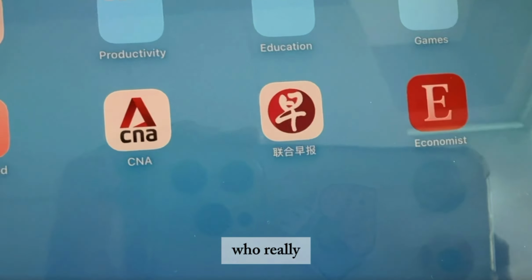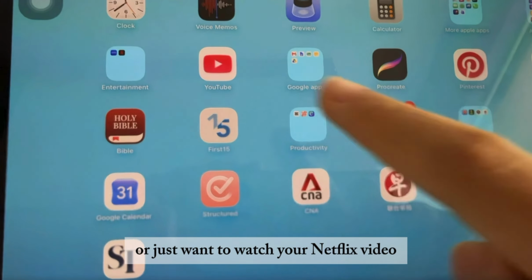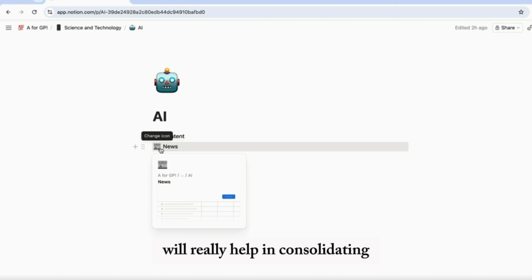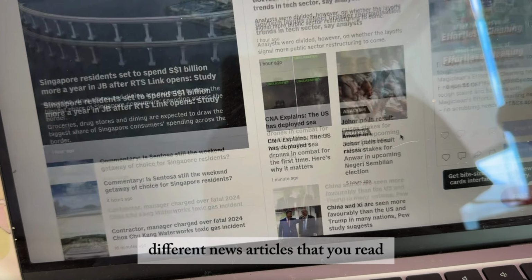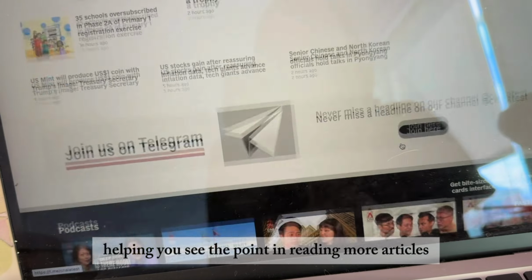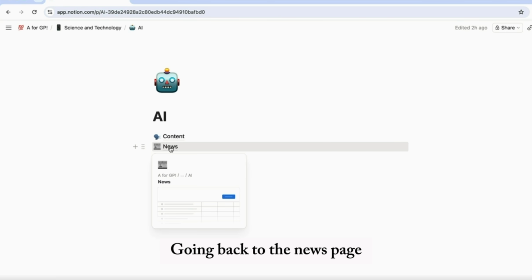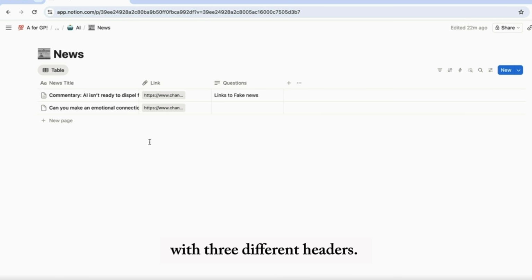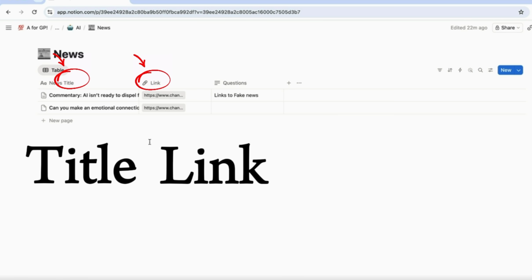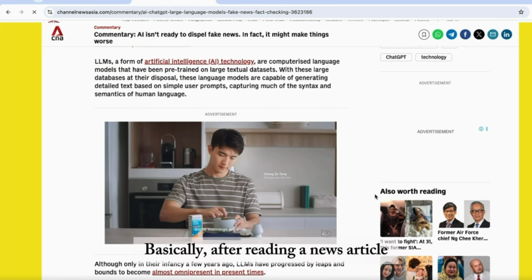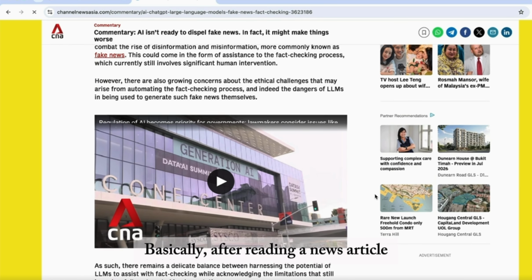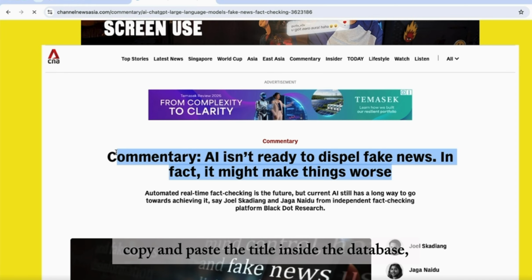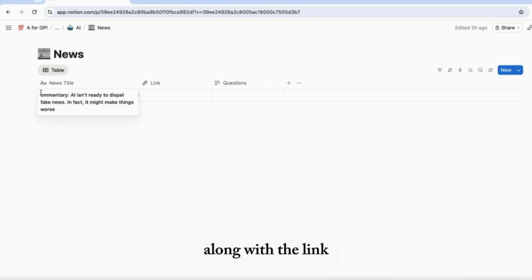Now, if you're someone like me who really hates reading the news or just wants to watch your Netflix video, trust me, using this news page will really help in consolidating different news articles that you read, helping you see the point in reading more articles. Going back to the news page, once you click inside, you're going to see a database with three different headers: title, upload your link, and also questions. Basically, after reading a news article or watching a Netflix documentary that you like, copy and paste the title inside the database along with the link.